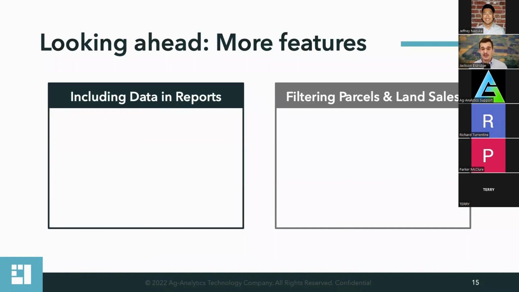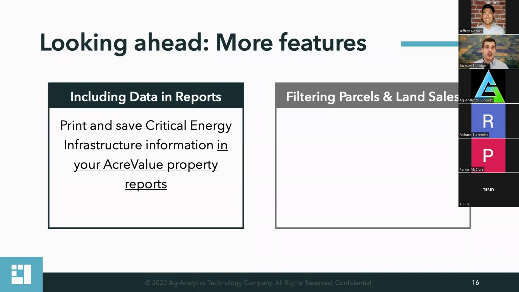And looking ahead, this is just the beginning of how we're going to be utilizing this information on the website. What we're looking to do in the future is taking this data, which is currently viewable in the map, and also including it in your reports. So you're going to be able to print and save this critical energy infrastructure data as another tab when you go to get a full report. Typically you're able to see soil survey, crop rotation, flood zone, and then the critical energy infrastructure tab is going to be some more data for you to put into your records.